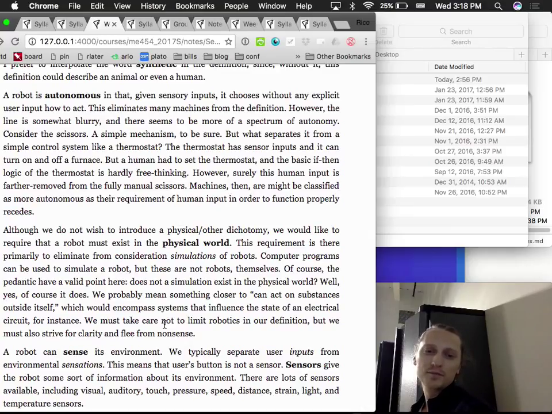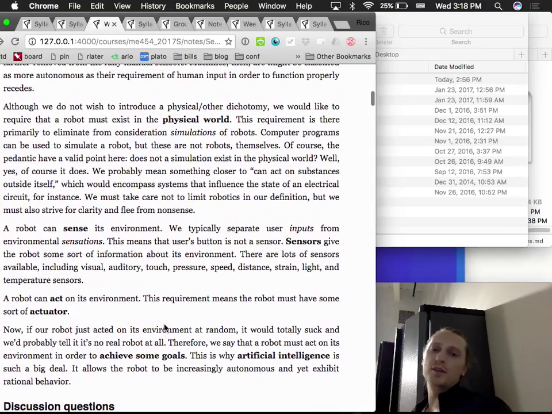So, we must take care not to limit robotics in our definition, but we also want to strive for clarity about what it means to be a robot. And in the end, what you find is that there's this sort of spectrum of things. So in automation, control systems that a lot of manufacturers care about, for instance, there are lots of things, and including this platform that we're going to be designing in this semester. Like, is that a robot? Is a question that we might be able to answer.